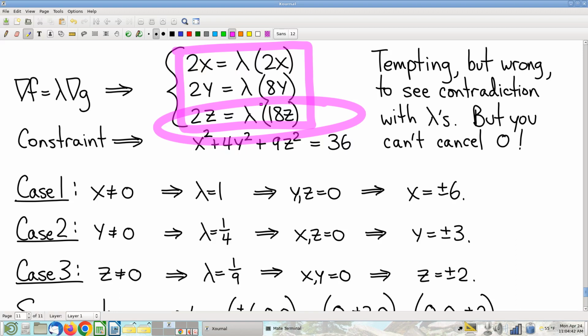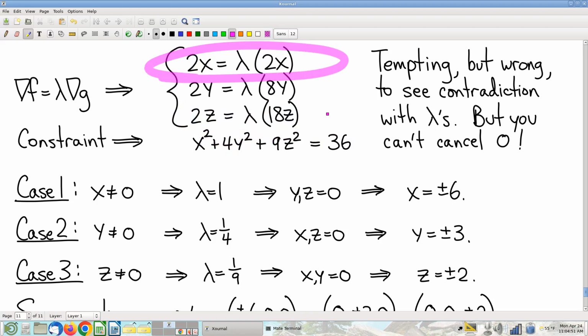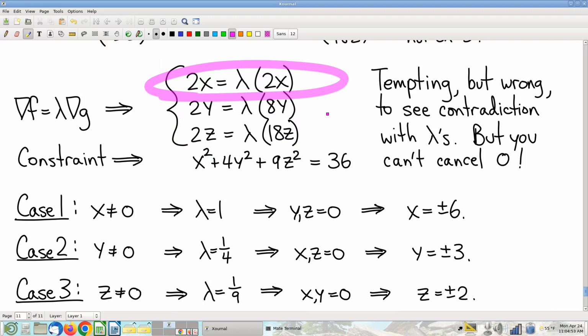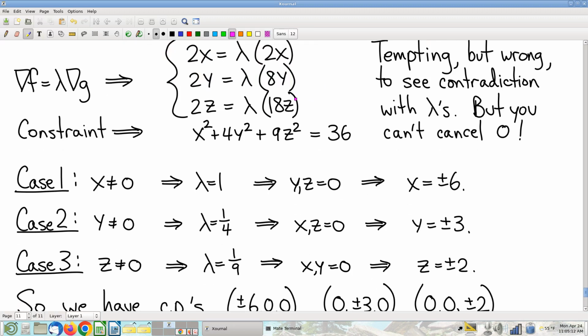And a lot of students would throw up their hands and say, well, there's no critical points because that's a contradiction. Not true. Because this does not mean lambda is equal to 1. This means either lambda is 1 or maybe x is just 0. If x is 0, lambda could be whatever. So we really, very literally, cannot assume that lambda has to be 1. Right? So what we've got to do is actually deal with this by breaking it down into cases.